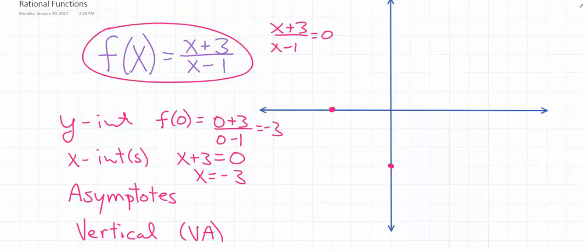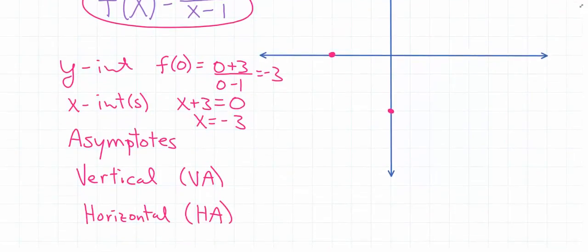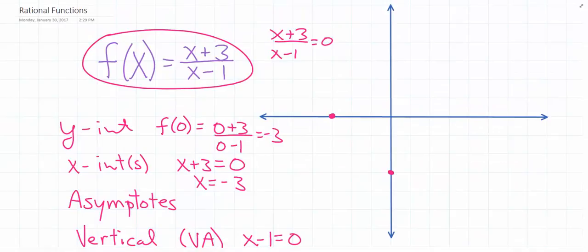Now, the next thing we want to do is talk about the asymptotes. To find the vertical asymptote, we set the bottom equal to 0. So I'm going to take x minus 1 equal to 0, and I get x equals 1. So now I have a vertical asymptote at x equals 1. Let me just denote it this way.